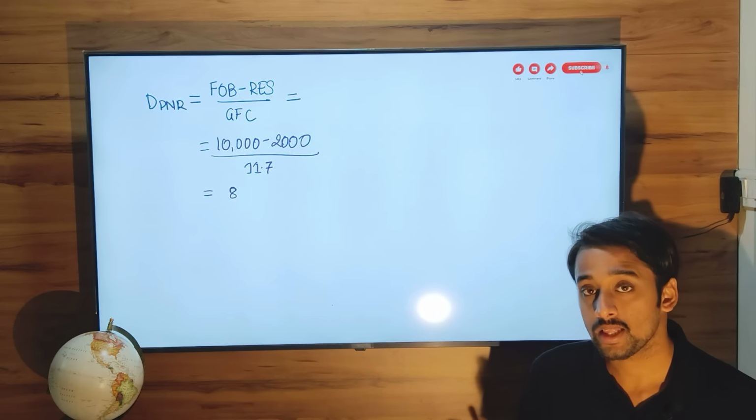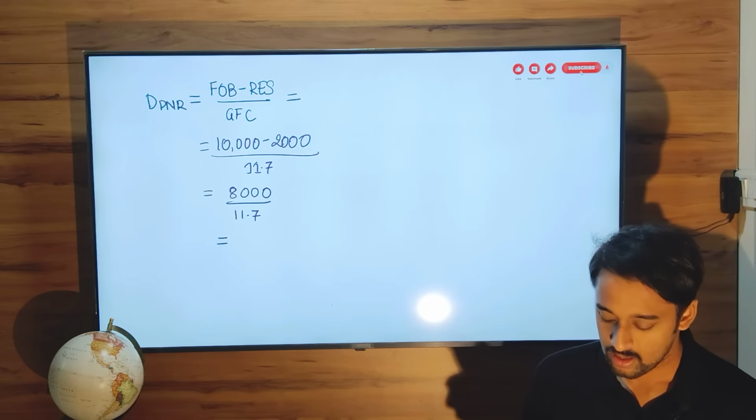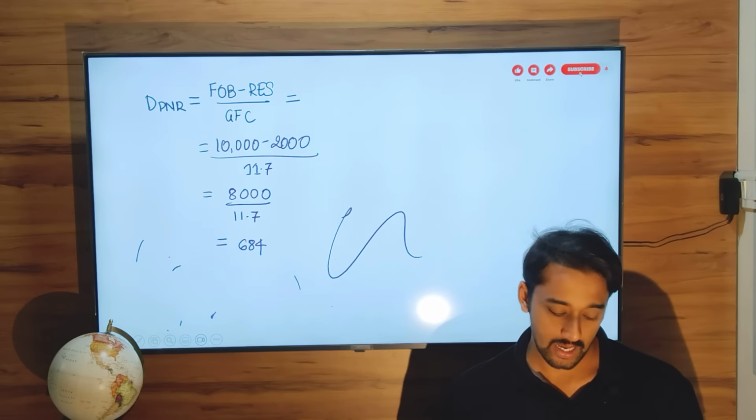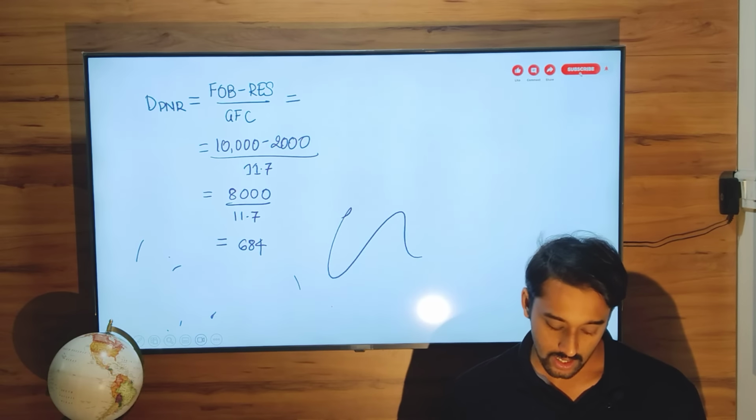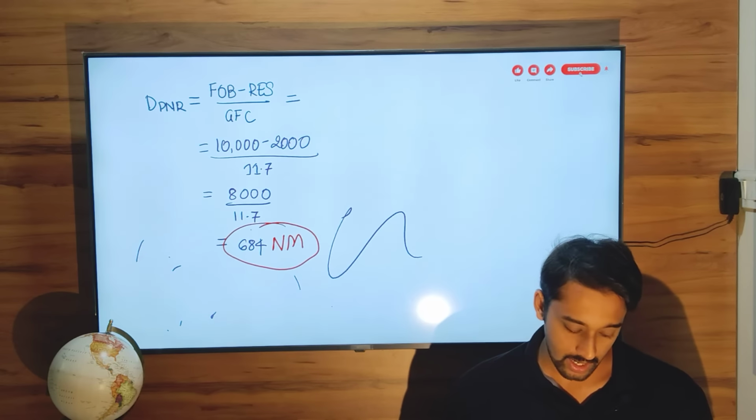So 10,000 minus 2,000 is 8,000, over 11.7. So 8,000 divided by 11.7 is 684. So distance to PNR is 684 nautical miles. Okay.